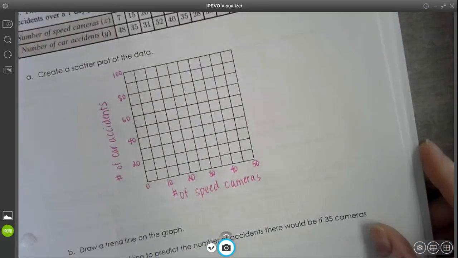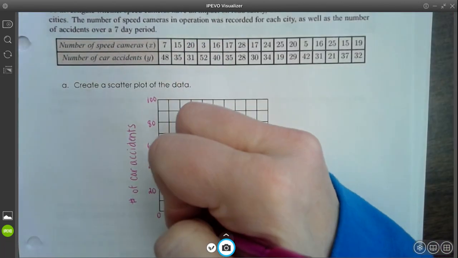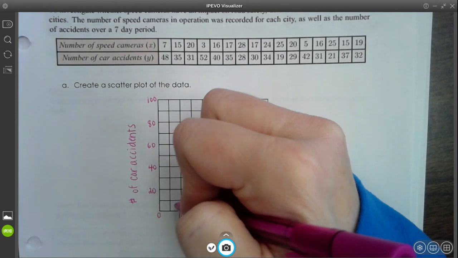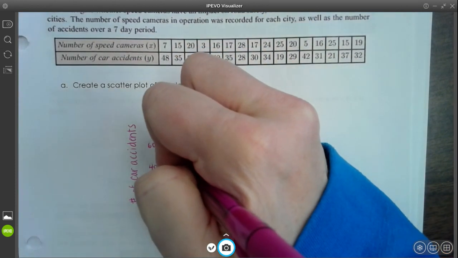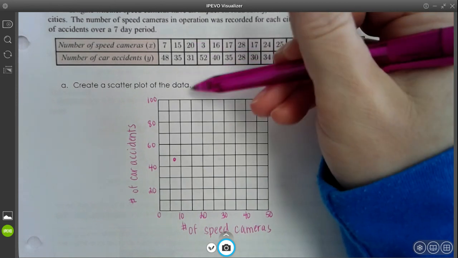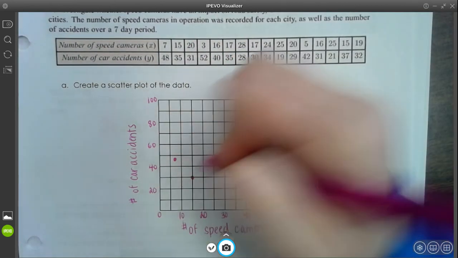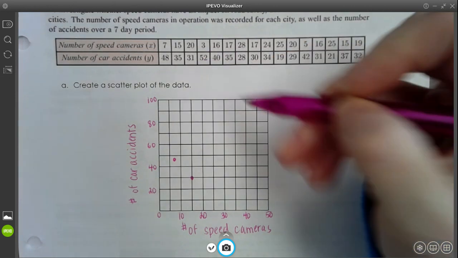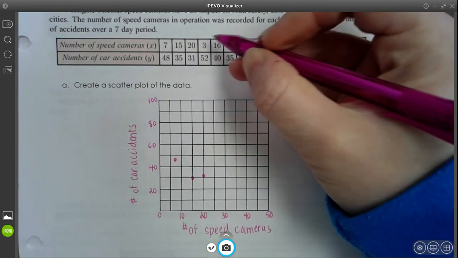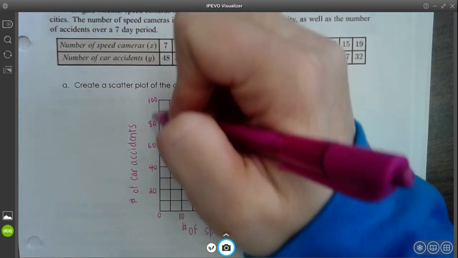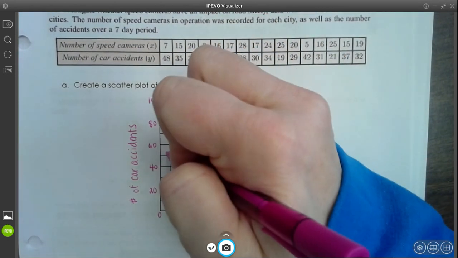Okay, so now we have to plot all of these points. So the first one is 7 and 48. So here's 5, 7 is about here, 48 is going to be around here. Okay, 15, 35, here's 15 and here's 35. This one lines up perfectly on that point. 20 and 31 is about here. 3 and 52, we'll say is about there.